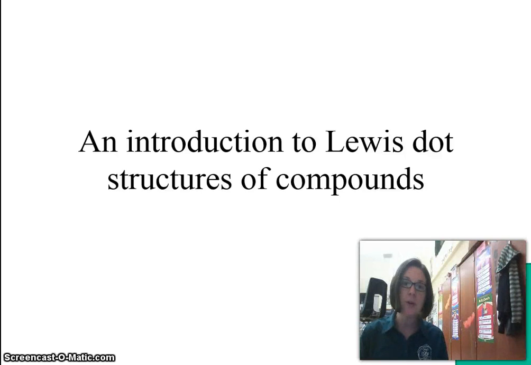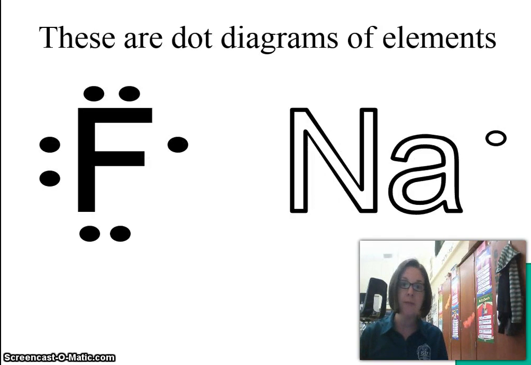In this video, I'm going to show you a very simple introduction to Lewis dot structures of compounds. Before, you have done Lewis structures of just elements, just showing how many valence electrons different elements have. So like this fluorine has 7 valence electrons, one of them is alone. Sodium has 1 valence electron, so it's alone.